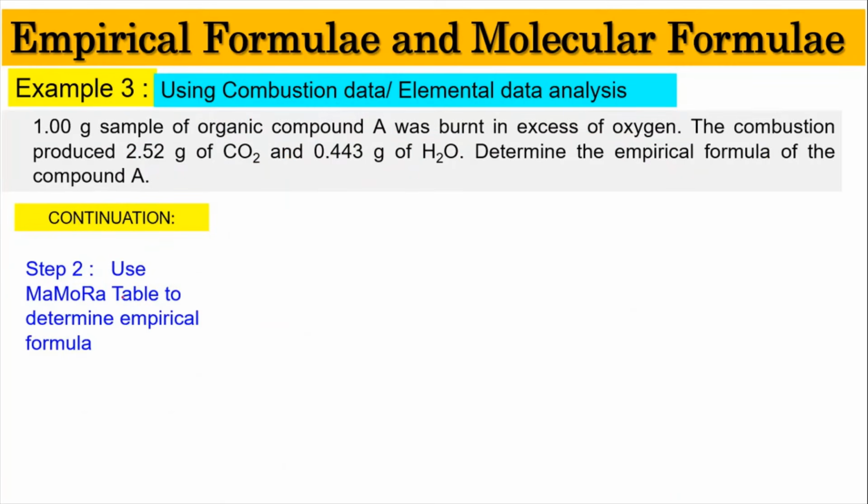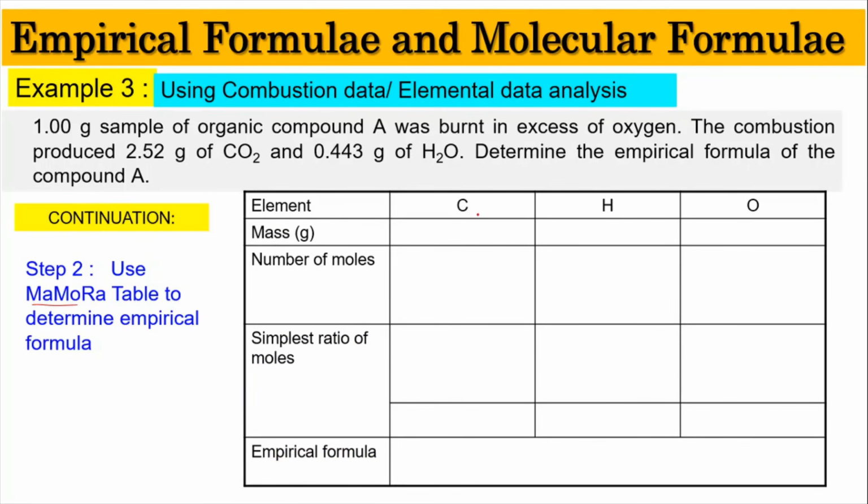So for the next step, we need to use the Mamura table to determine empirical formula. So the Mamura table is going to look as here, which is carbon, hydrogen, and oxygen. And we have the mass, moles, and the ratio. So the mass of carbon, as in the previous slide, is equal to 0.6873. Hydrogen will equal to 0.0492. And for oxygen is 0.2635. Okay, so if you add up this one, is equal to 1 gram. So the mass of carbon, the mass of hydrogen, and the mass of oxygen is equal to 1 gram, as mentioned in the question here.